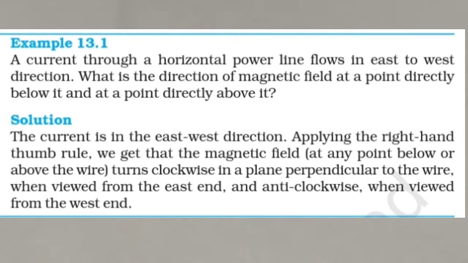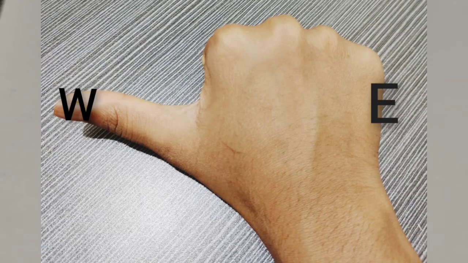Here we need to find out the direction of magnetic field lines based on whatever the question has given. So let us see what happens to the direction of magnetic field in clockwise and anti-clockwise direction. Here you know that current is flowing from east to west, so let us see about the direction of magnetic field from the west side and east side.